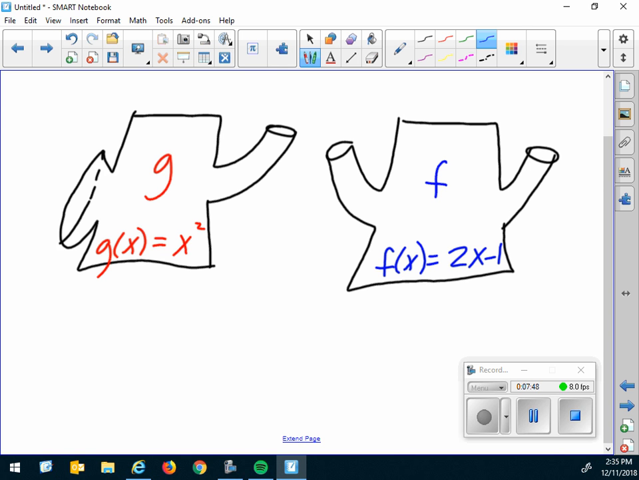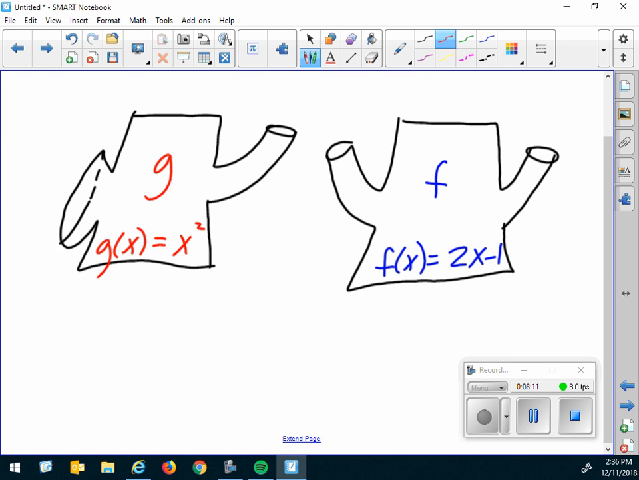So whatever comes into f goes in, that's right. So what if 3 came into f? 6 minus 1 is 5. Now, yes, I just made it up. Oh, okay. So it's not always going to be. No, I'm making them up.